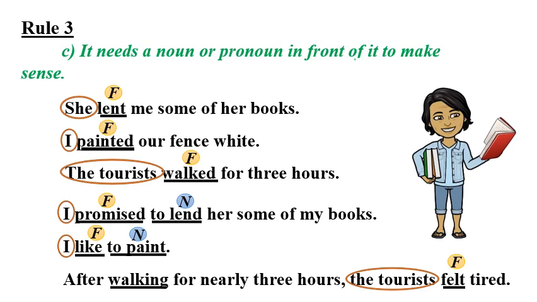And the finite verb in this sentence is felt because it appears right after the subject. But before the verb walking, there is no subject. So what type of verb is it? It is a non-finite verb. Easy, right?